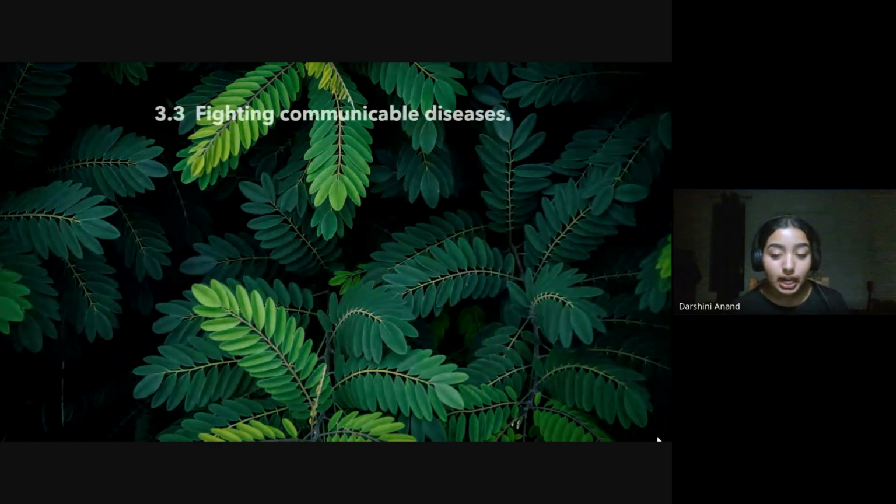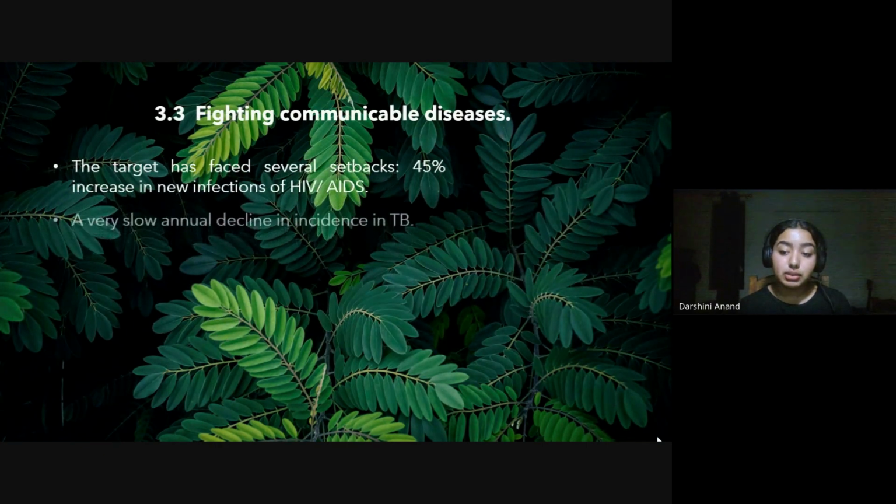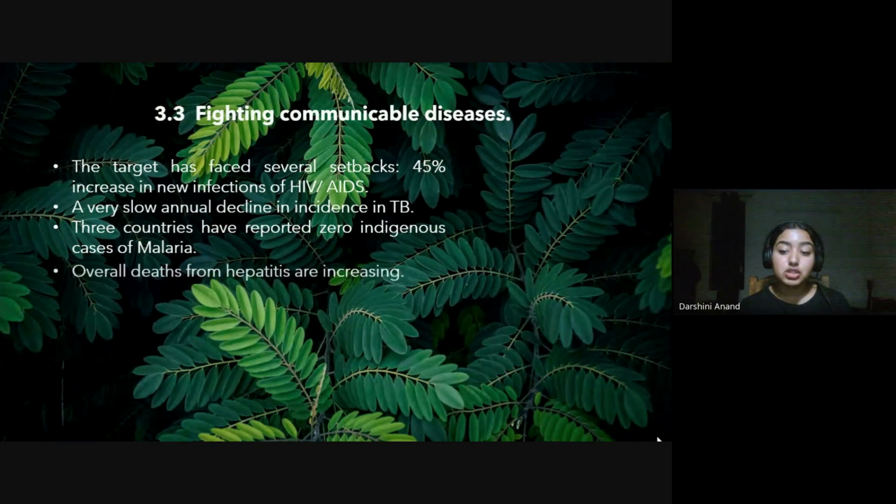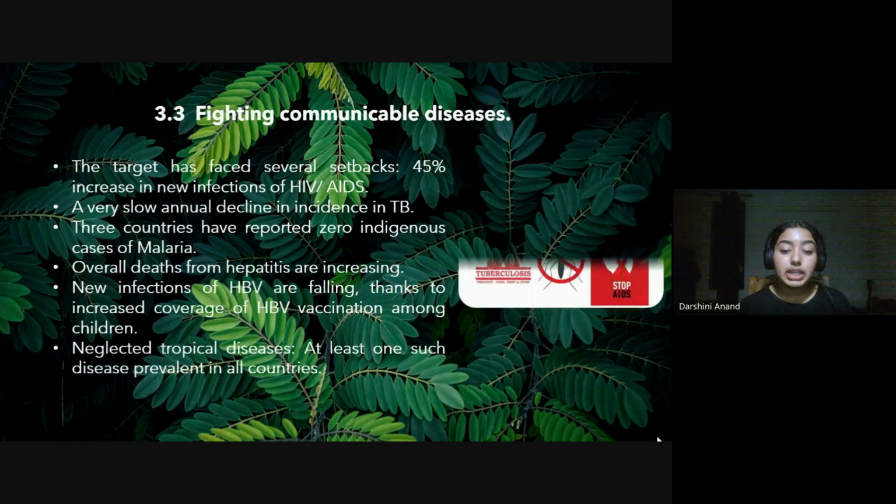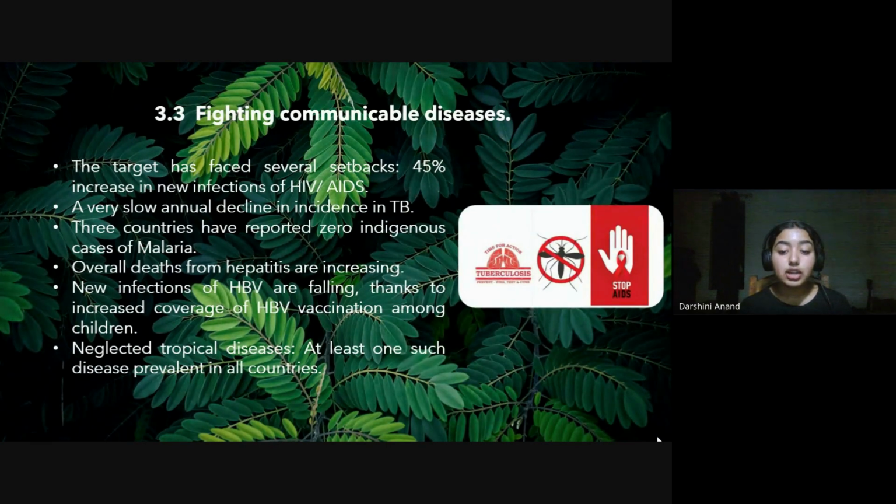Let's take a look at the third target, target 3.3, fighting communicable diseases. Its aim is to end the epidemics of AIDS, tuberculosis, malaria, and neglected tropical diseases and combat hepatitis, waterborne diseases, and other communicable diseases by 2030.